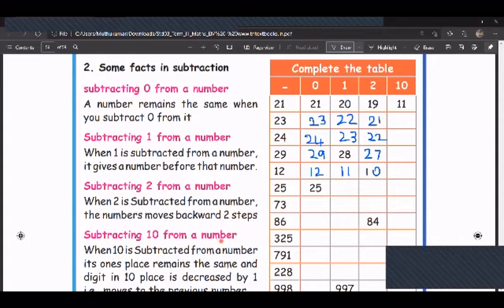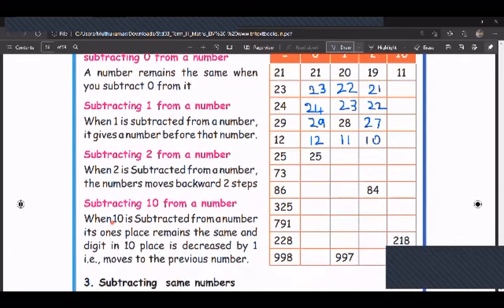Now, subtracting 10 from a number. When 10 is subtracted from a number, its ones place remains the same and the digit in the tens place is decreased by 1. That is, it moves to the previous number. As we saw in addition, here also the ones place remains the same. It is a two-digit number. The ones place remains the same and the tens place decreases by 1.